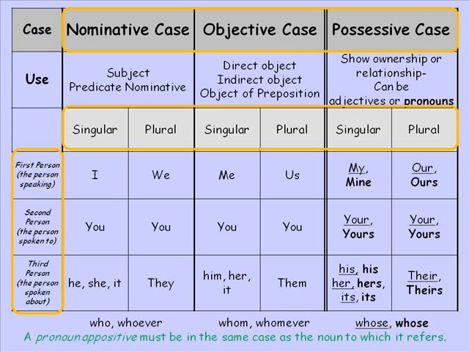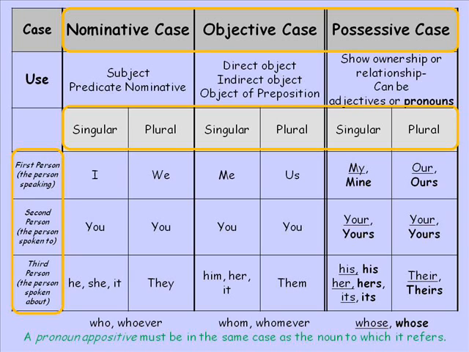Now, if we go down a little bit farther to the next orange rectangle down there, notice that in the nominative case, you can have both singular pronouns and plural pronouns. In the objective case, we have both singular and plural pronouns. And in the possessive case, we have both singular and plural pronouns.